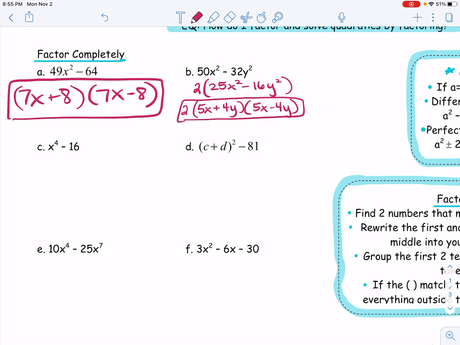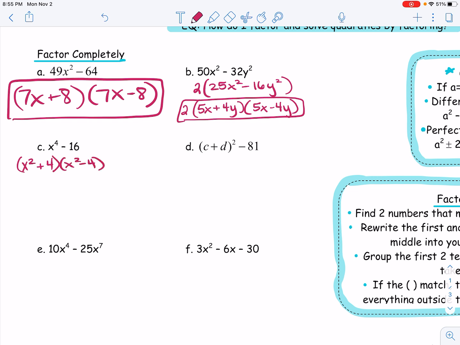x to the 4th minus 16. x to the 4th is a perfect square. It is x squared squared. Remember, x squared squared is really just x squared times x squared, which you know is x to the 4th. So we can take the root of the first and the root of the last. We'll have one positive and one negative.